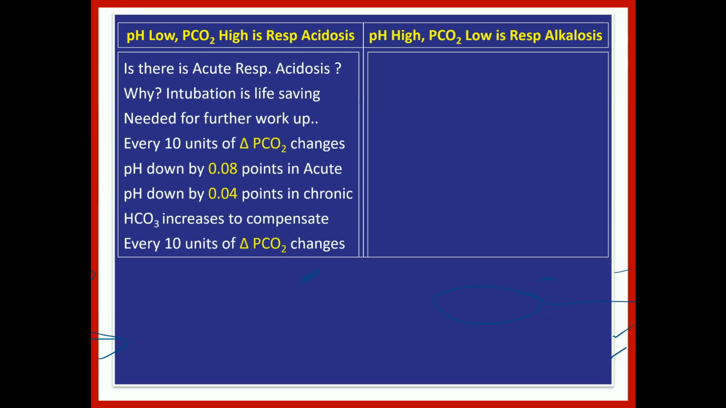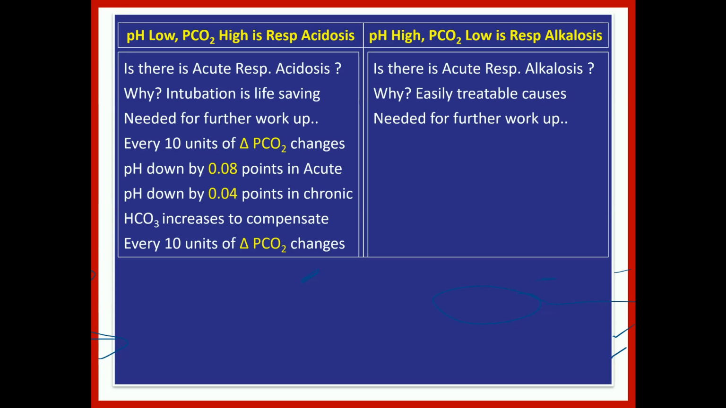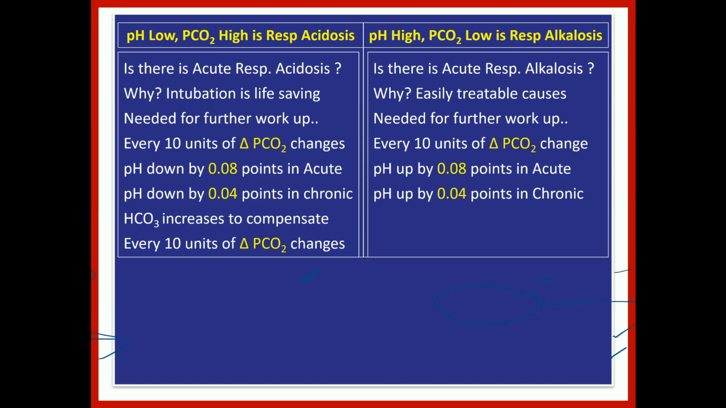Likewise, the same thing you work out for respiratory alkalosis. That means the pH is higher, PCO2 is lower, they are in the opposite direction. Is there respiratory alkalosis? Is it acute? Because it is a treatable cause immediately. For every 10 units change in the PCO2, in the form of a drop in the PCO2, I will get a pH correction to the extent of 0.08 in the acute. The pH moves up because it is alkalosis, and in the chronic it is 0.04. I have to see whether it is acute or chronic.